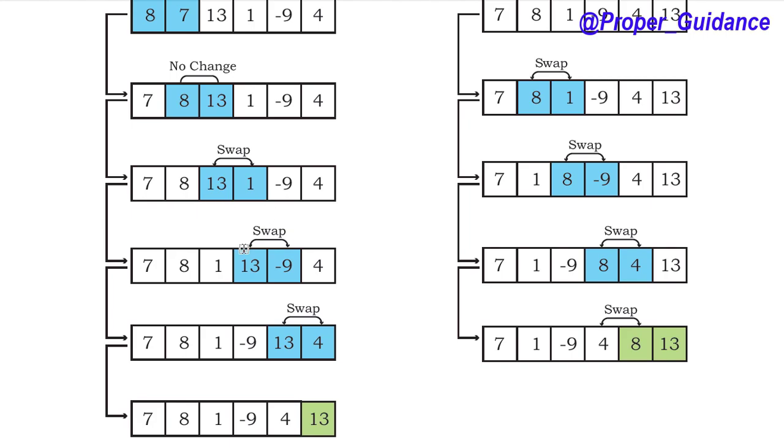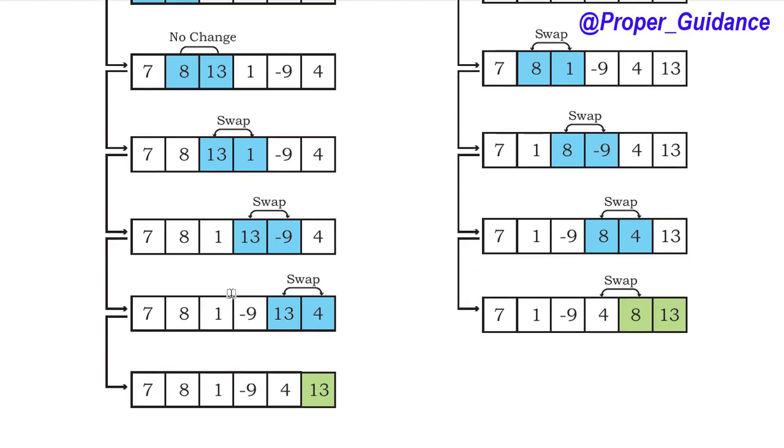Now 13 and 1, which one is greater? 13 is greater. So again we have to change their positions, and in the next list you can see here that 1 and 13 are changed, while -9 and 4 remain unchanged. So we now get 7, 8, 1, 13, -9 and 4. Now see, these two terms will be checked next. Which two terms? One by one we have to take the terms.